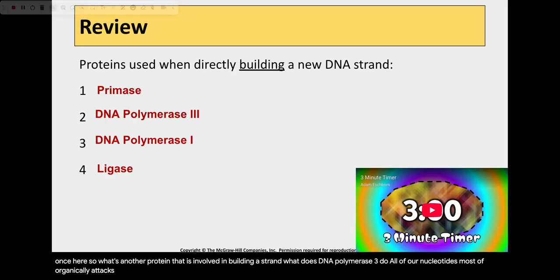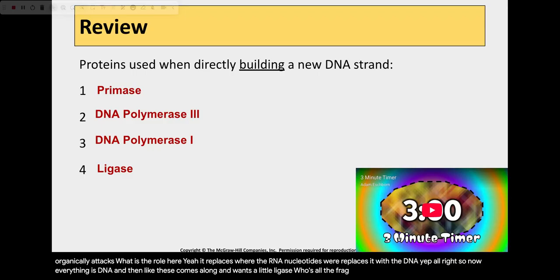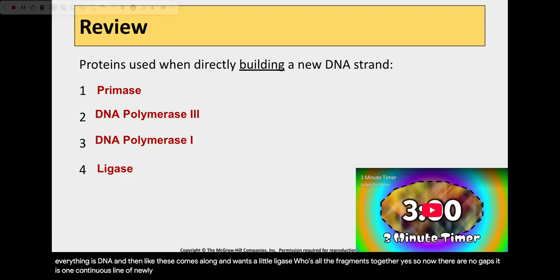Okay. So then DNA polymerase 1, what is the role here? Yeah, it replaces where the RNA nucleotides were, it replaces it with the DNA nucleotides. Yep. All right, so now everything's DNA. And then the ligase comes along, and what's the role of ligase? Puts together all the fragments, glues all the fragments together. Yes, so now there are no gaps. It is one continuous line of newly built DNA.